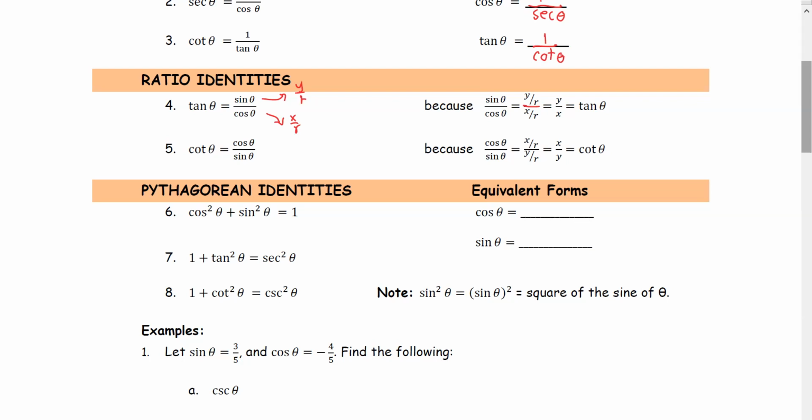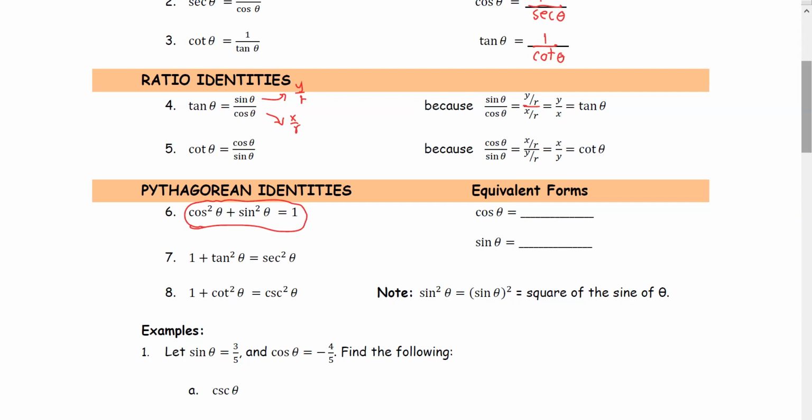Number 5, the cotangent theta is the ratio of cosine theta and sine theta. The next group of the identity is called the Pythagorean identity. It's cosine square theta plus sine square theta equals 1. And this is the most used identity in many math courses.